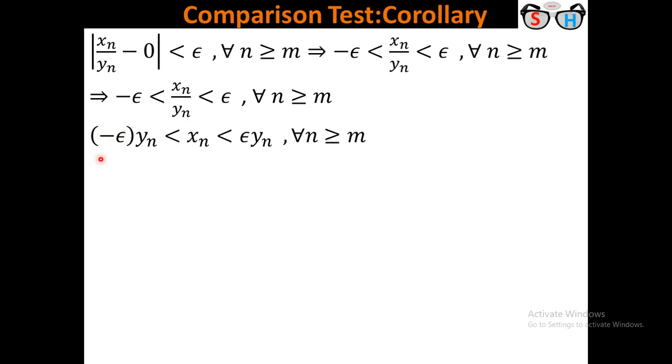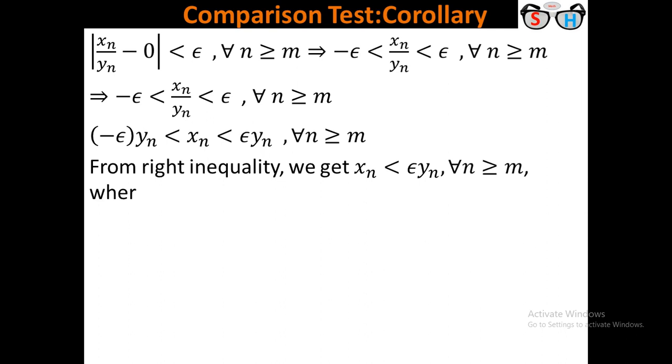So you cannot use the comparison test in that form because the constant term is negative. In the comparison test we use it when the constant is positive. So here I consider the right hand side inequality. From the right inequality we get xn less than epsilon yn for all n greater than or equal to m, where epsilon is positive. So here this is a positive quantity.